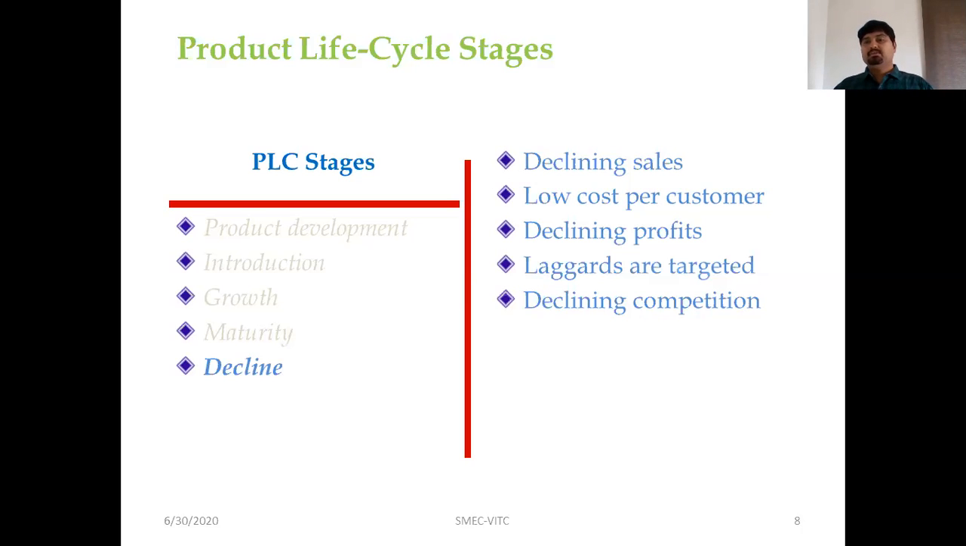So declining profits. Laggards are targeted, who are interested in the bigger mass purchase. Those guys could be targeted. And declining competition. So what we could understand from these 5 phases is the way a product comes into the market based on its particular development phase: from the introduction phase, it enters the growth phase, then maturity, thereafter decline.